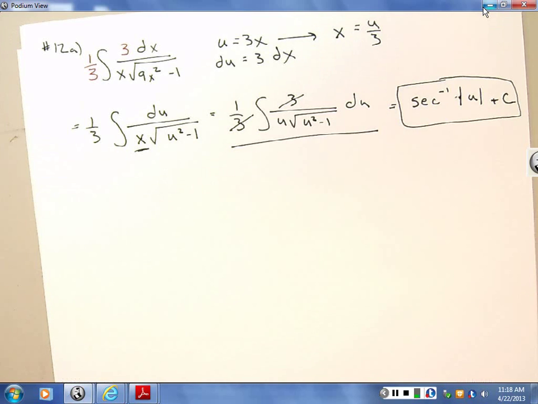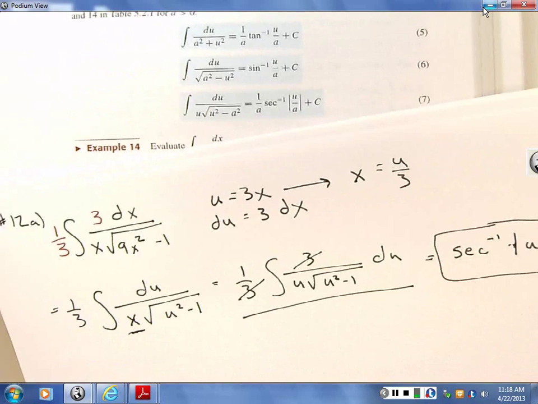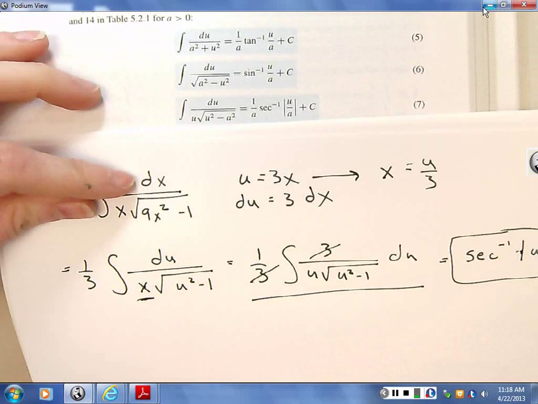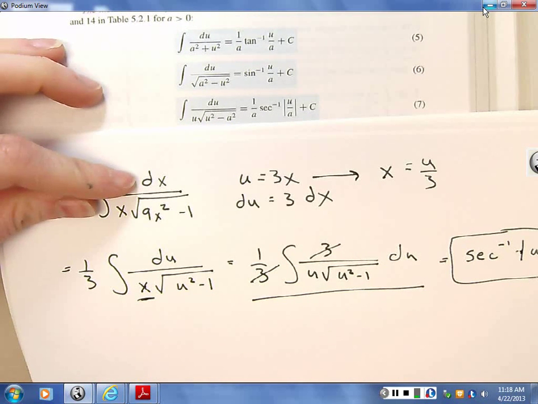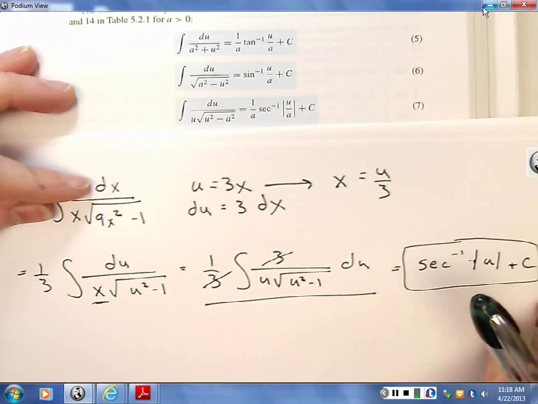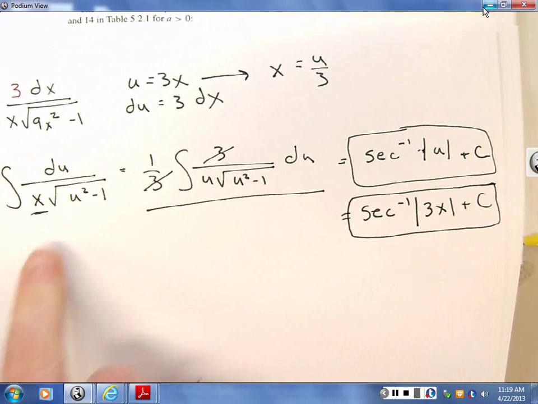So if we look at our form, and I want to compare it to secant inverse here, what is A? Forget the red 3's. What is A? 1. What is U? 3x. So if I plug that in, putting this back in terms of x, I have secant inverse of the absolute value of 3x plus c. So I have no 1 over a because a here is 1. Does that make sense?